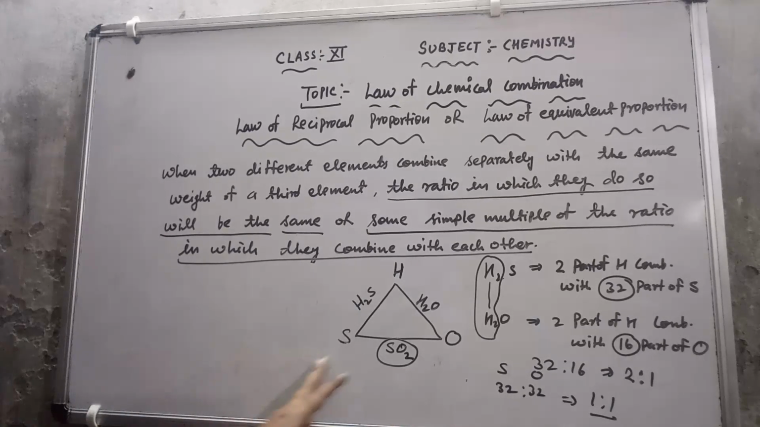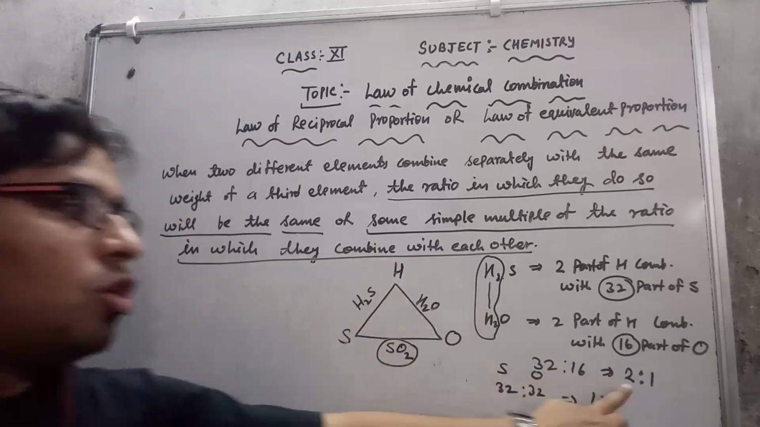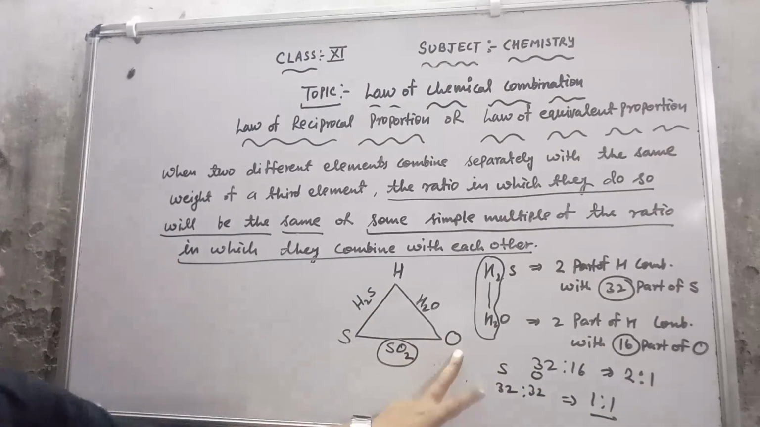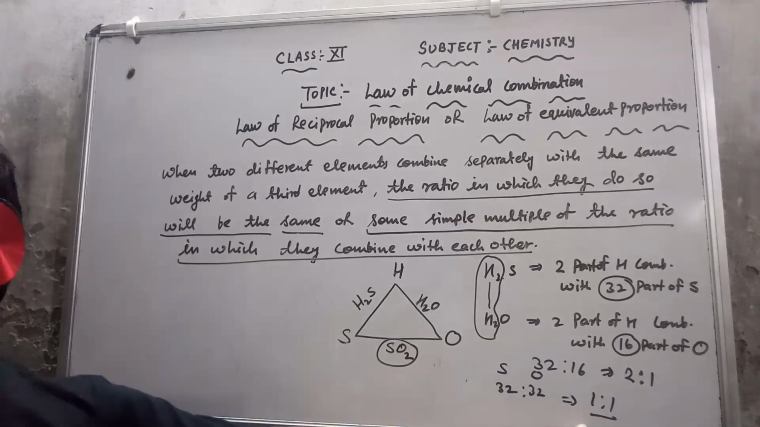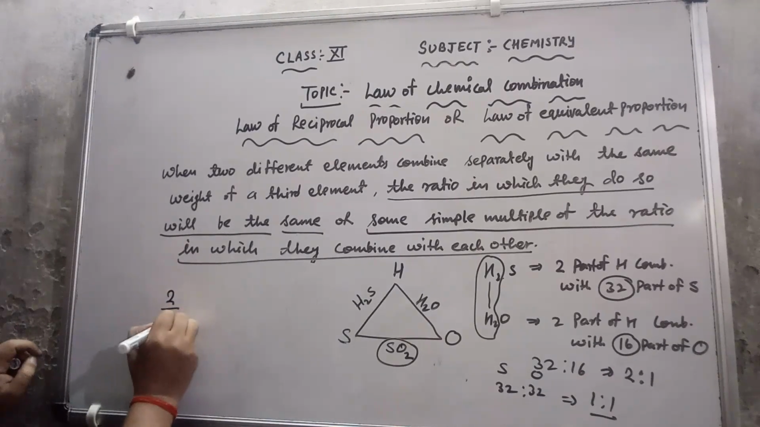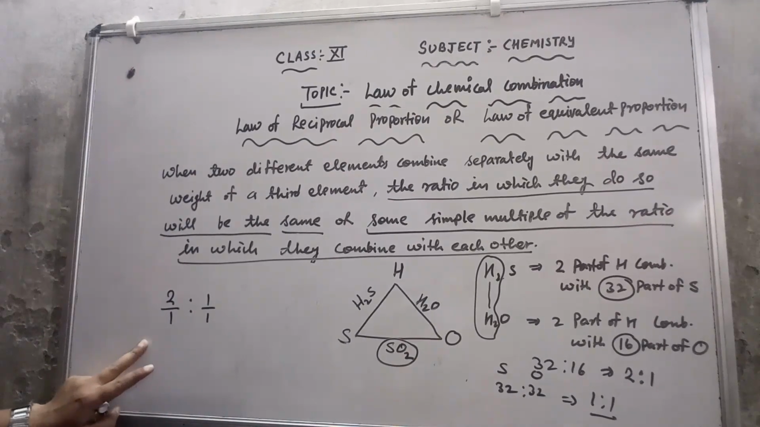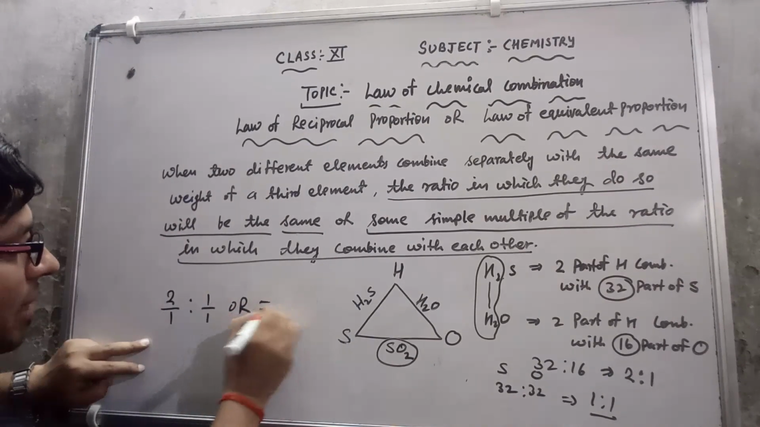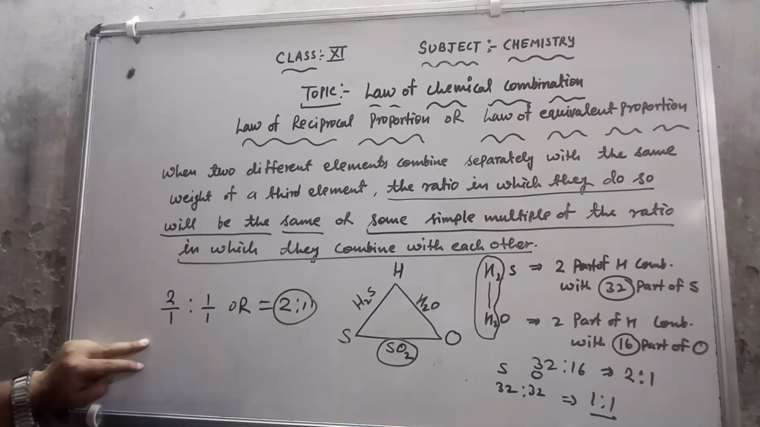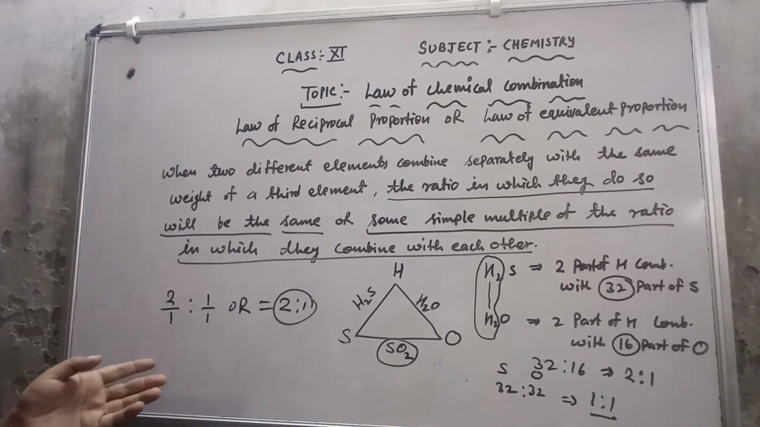So when two different elements combine with the same mass of a third element, the ratio is 2 ratio 1. And when they combine with each other, the ratio is 1 ratio 1. If I solve it, I can say that it remains the same 2 ratio 1, whatever the definition says, that it is the same or the same multiple. So that we have discussed here.